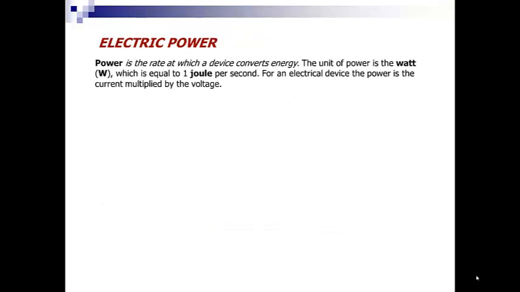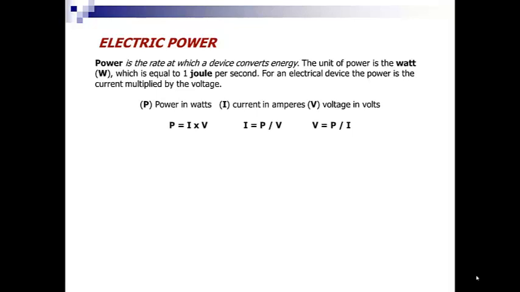Electrical power. Power is the rate at which a device converts energy. The unit of power is the watt, which is equal to 1 joule per second. For an electrical device, the power is the current multiplied by the voltage. Power is measured in watts, current is measured in amperes, and voltage is measured in volts. So power is equal to current times voltage. Current is equal to power divided by voltage, and voltage is equal to power divided by current.